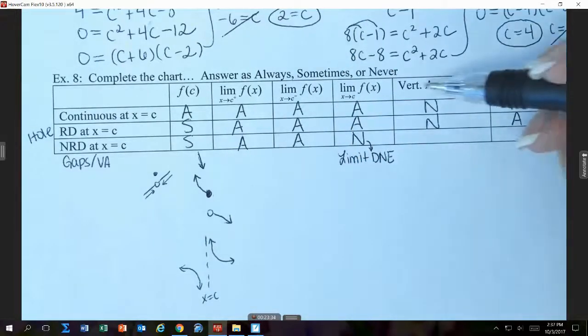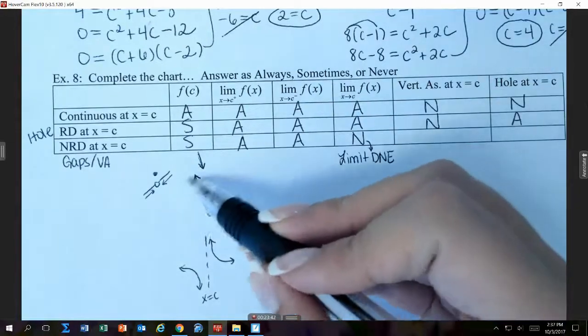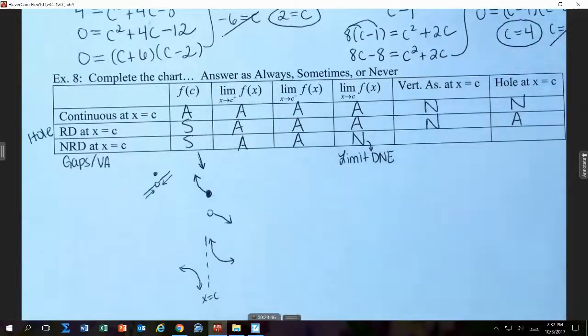Okay. What about a vertical asymptote for a non-removable? Is that going to be always or sometimes? Sometimes. Remember, non-removable can also represent gaps in your graph. Okay? It doesn't always have to be vertical asymptotes. That's only sometimes. What about a hole?